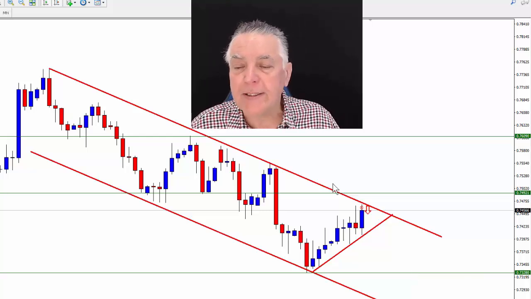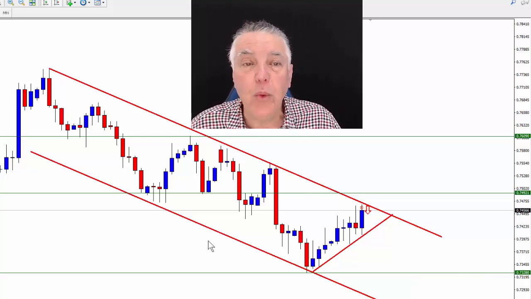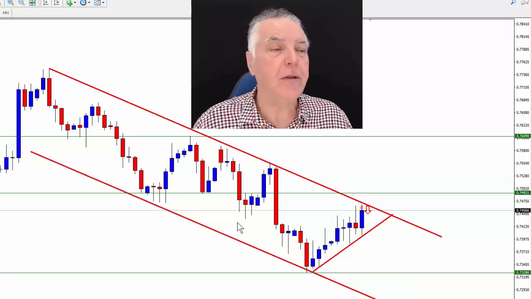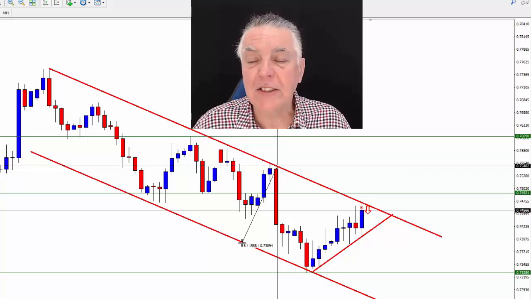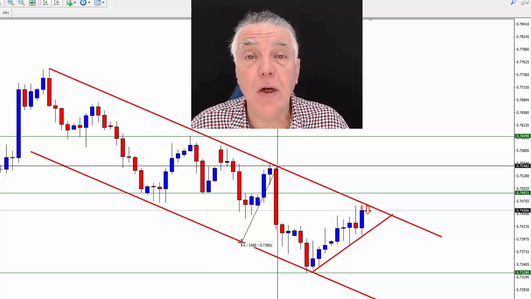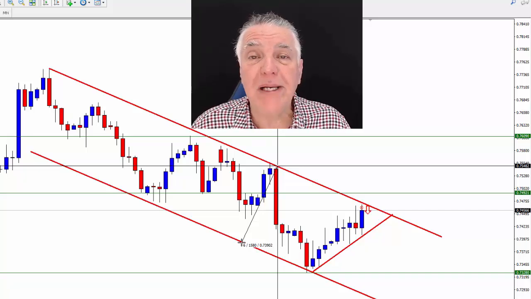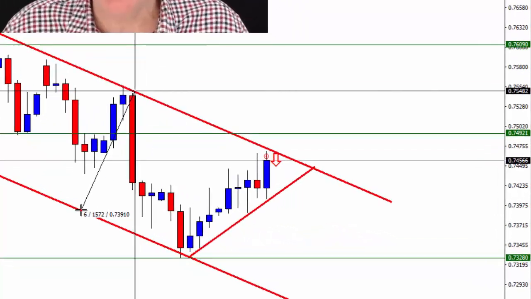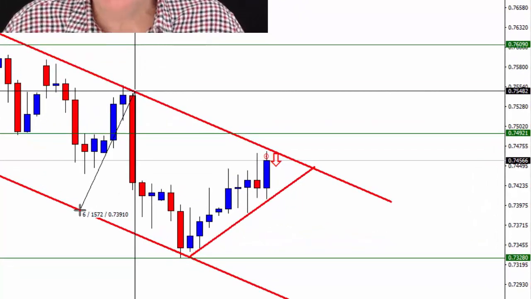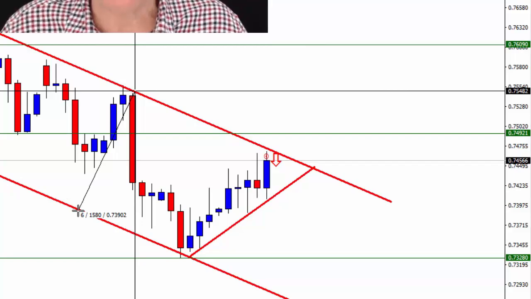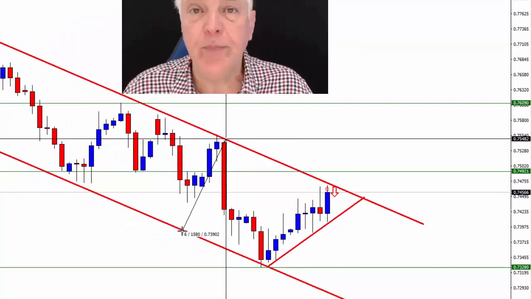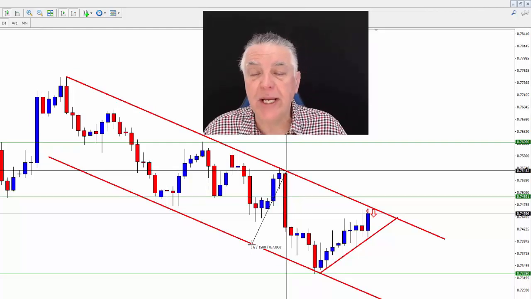So the first one is to calculate the width of the channel. Now the channel size is very easy to calculate. You calculate the size of the channel, not vertically, but based on square corners, as you can see I'm doing on the screen. So this channel appears to be around about 160 pips wide. So that's the width of the channel.